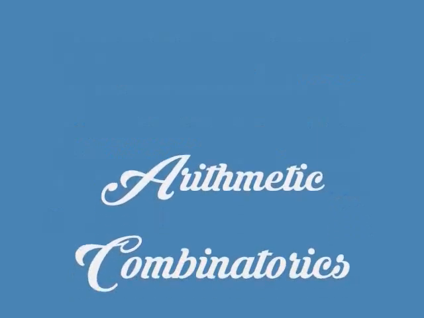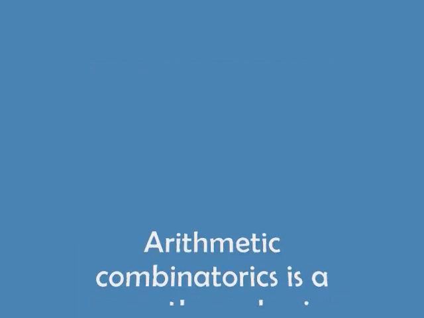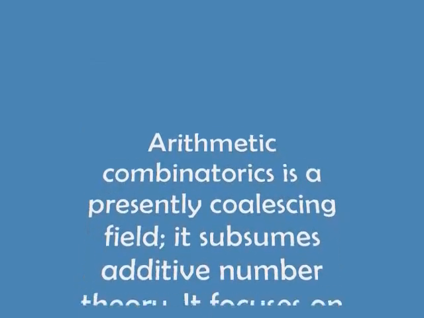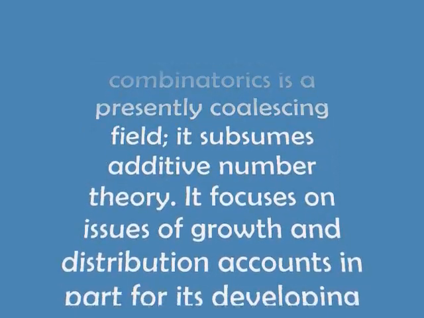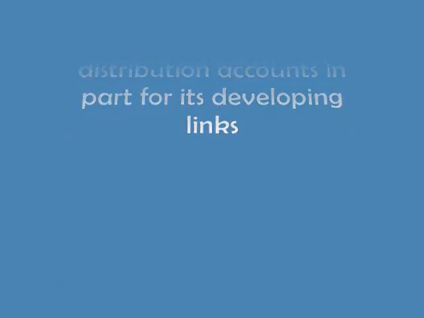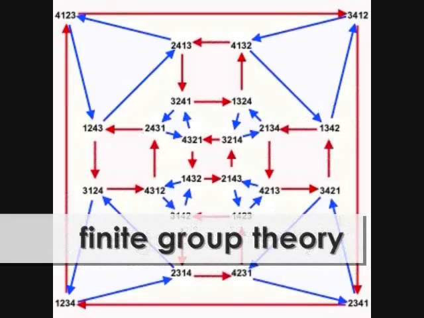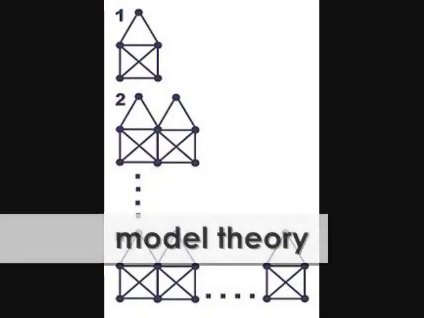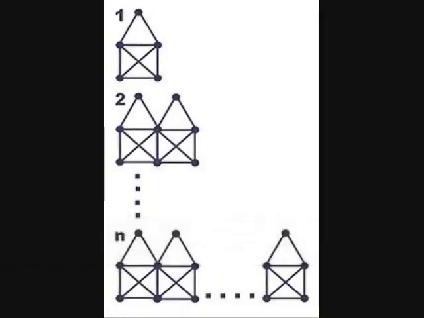Second, arithmetic combinatorics. Arithmetic combinatorics is a presently coalescing field. It subsumes additive number theory. It focuses on issues of growth and distribution, which accounts in part for its developing links with ergodic theory, finite group theory, model theory, and other fields.